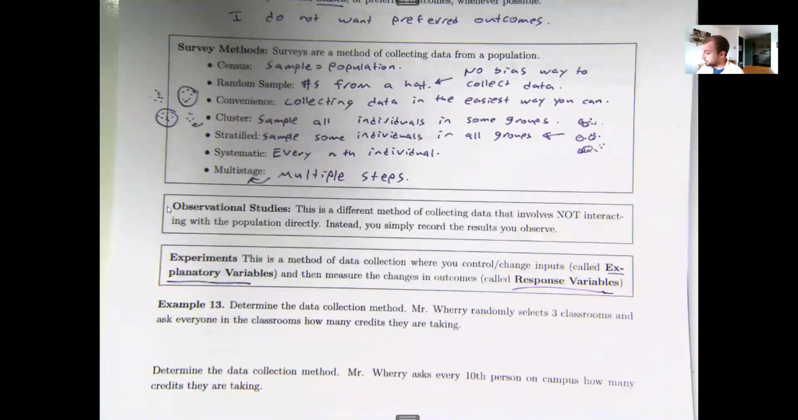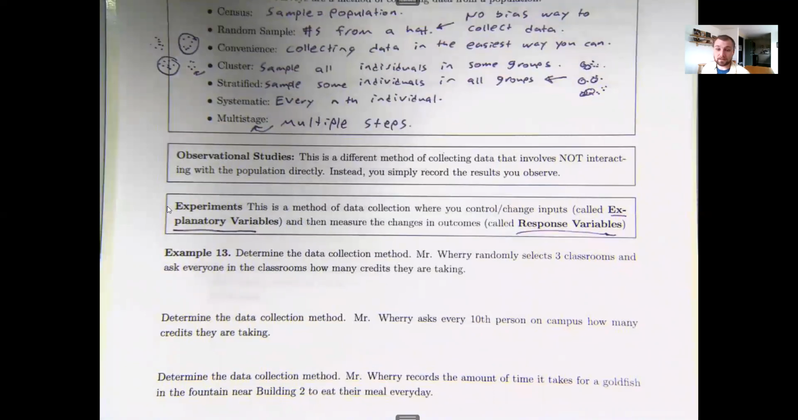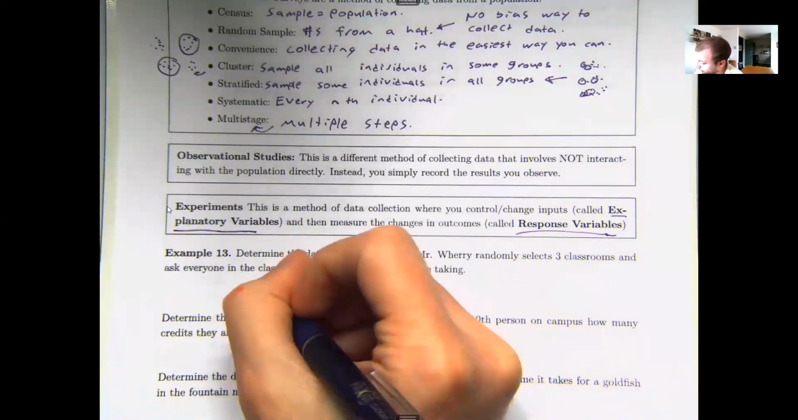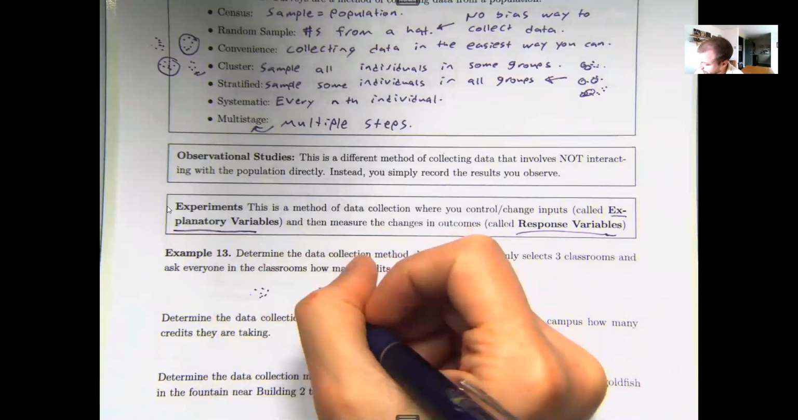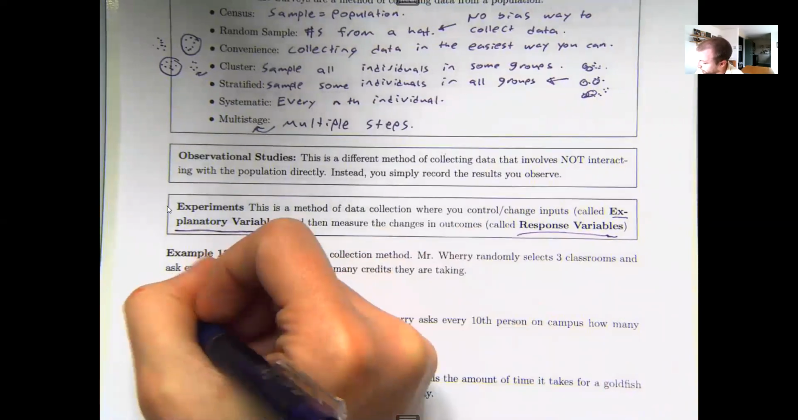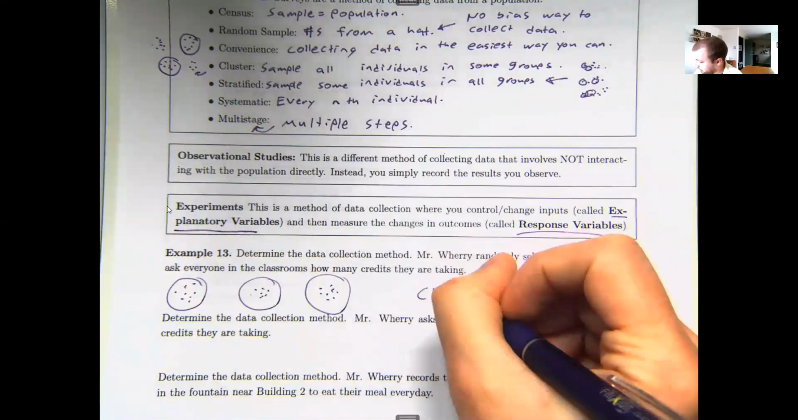Let's look at a bunch of different techniques below and see if I can identify the data collection model being used. Randomly selects 3 classrooms and samples everyone in it. So I have a bunch of classrooms, and I'm sampling all individuals from some of the groups. This is cluster.